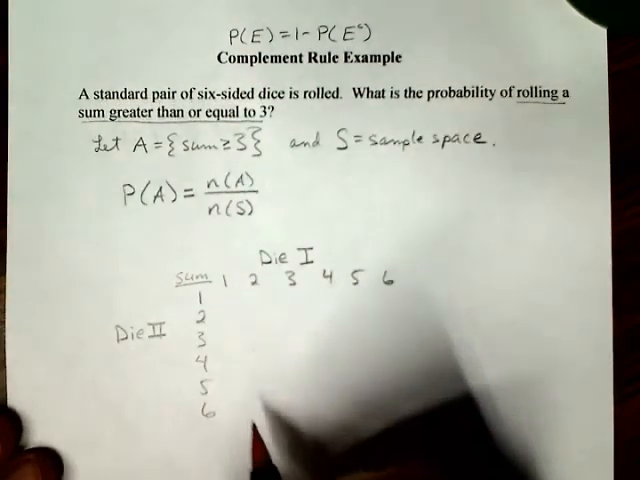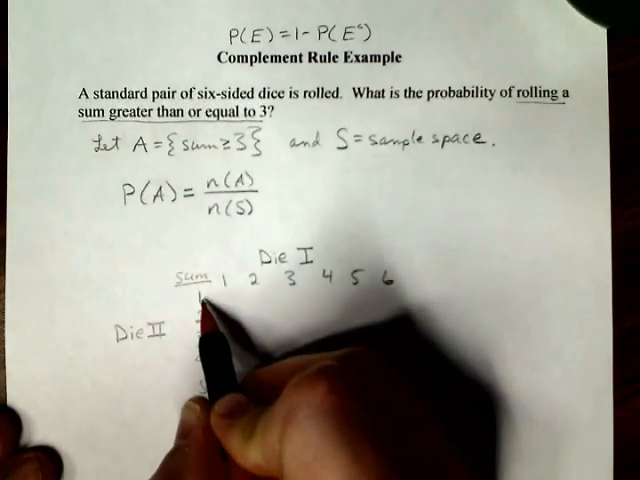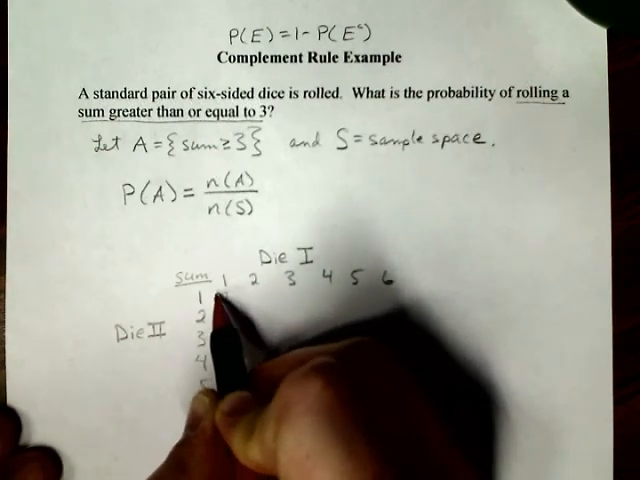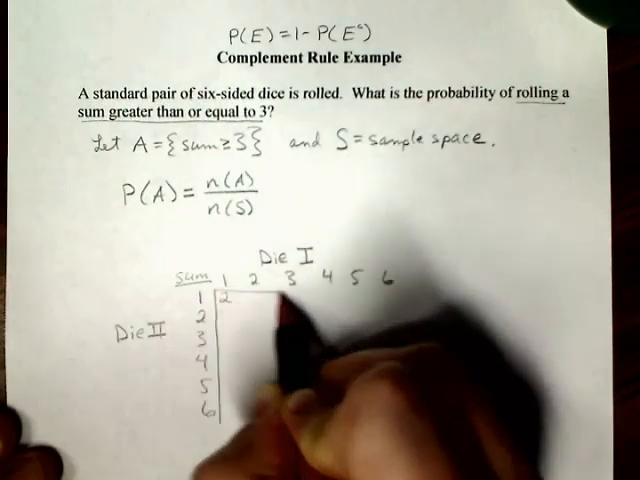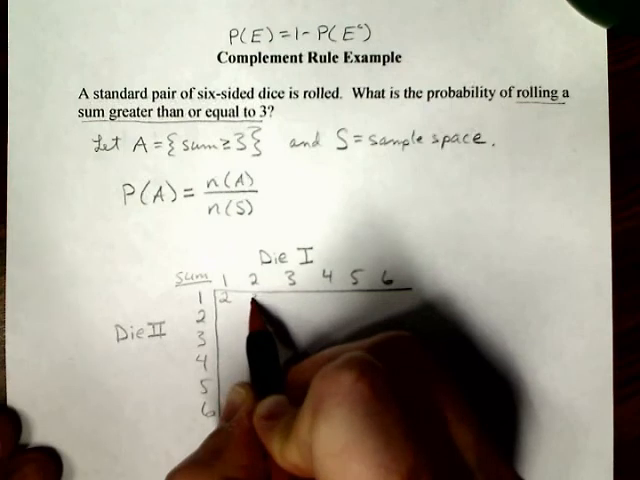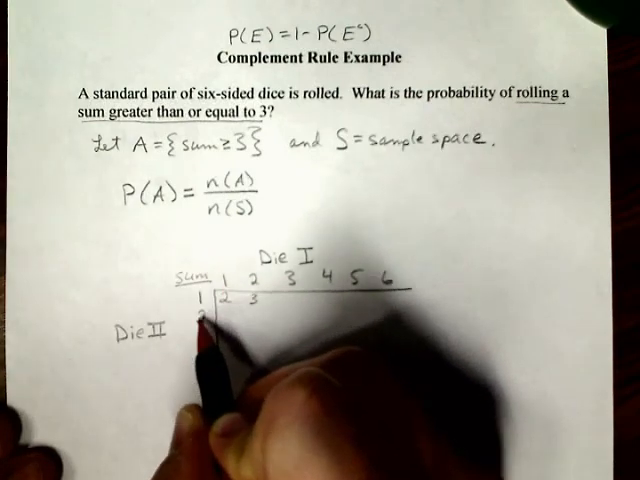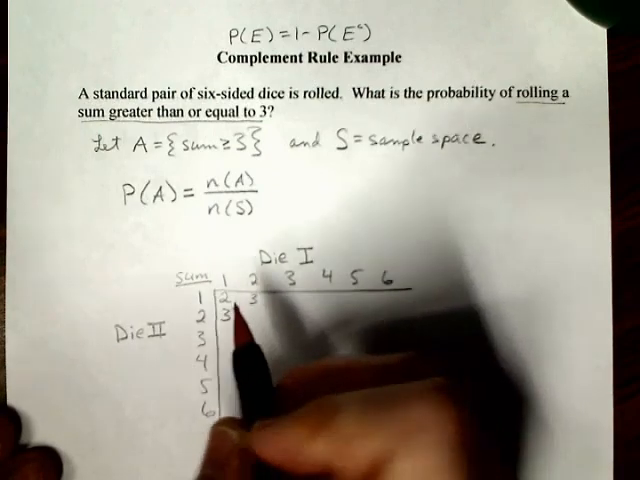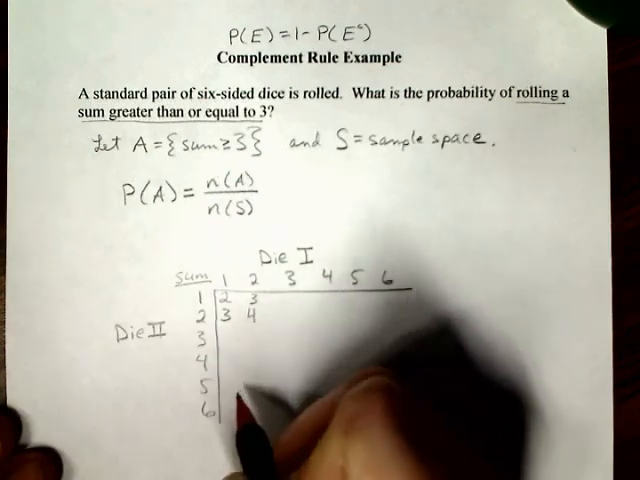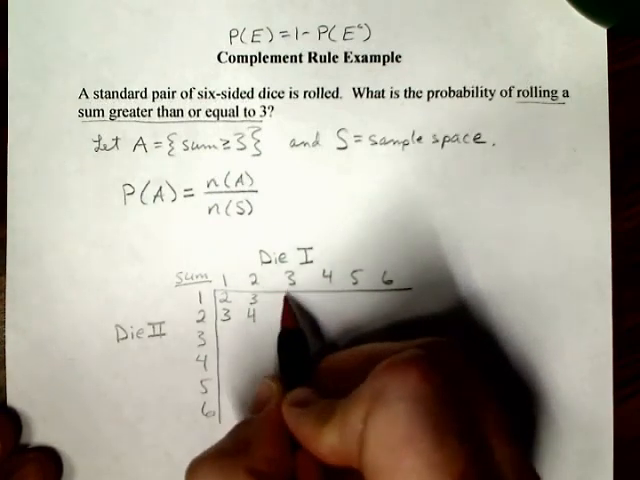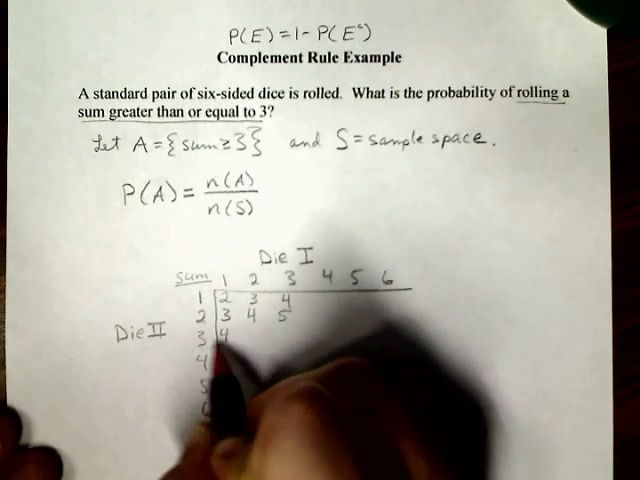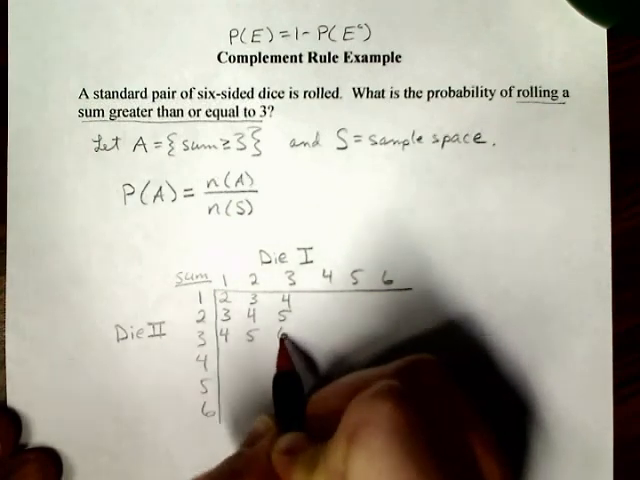Okay, so this first pair here, if I rolled a 1 for die 1 and a 1 for die 2, the sum would be 2. Let me draw a line here to distinguish. If I rolled a 2 for die 1 and a 1 for die 2, then the sum would be 3. If I rolled a 1 for die 1, a 2 for die 2, the sum would be 3. If I rolled a 2 for die 1 and a 2 for die 2, the sum would be 4. And so you get the picture here. So right here I would have a 4. Here I would have a 5. Here I would have a 4. Here the sum would be 5. Here the sum would be 6.